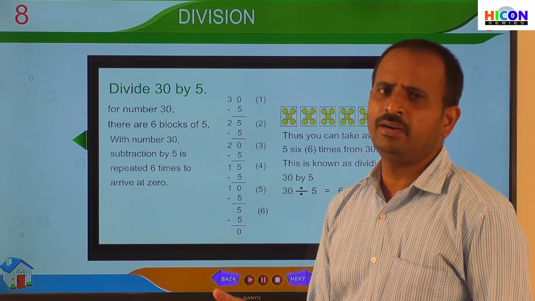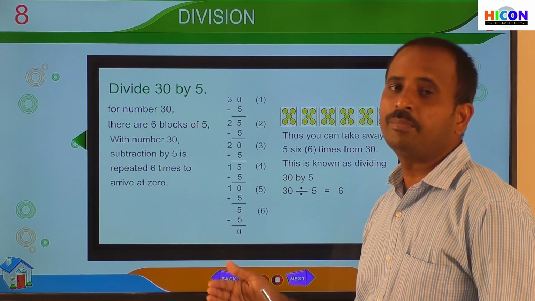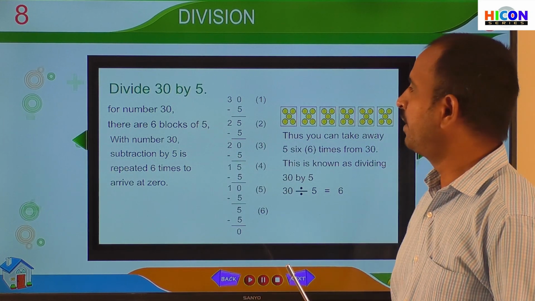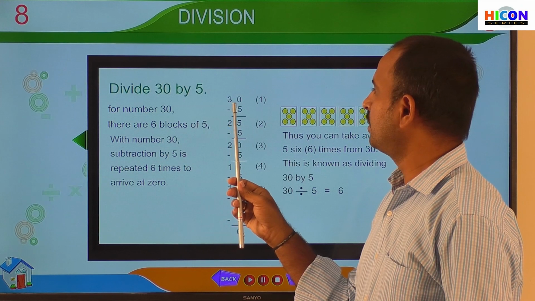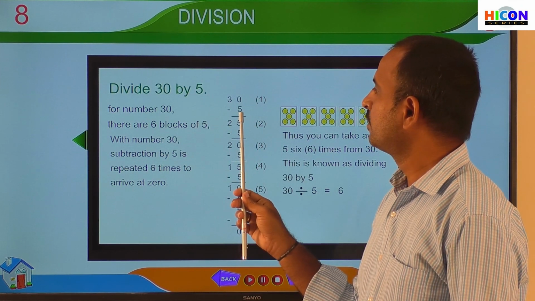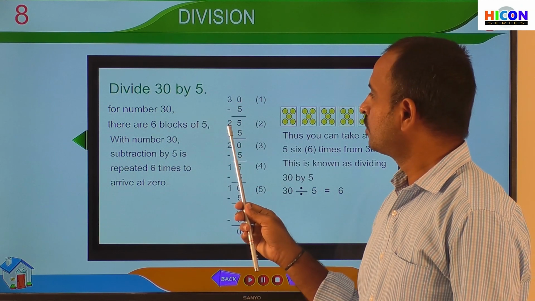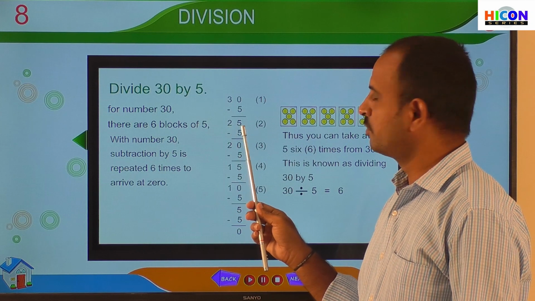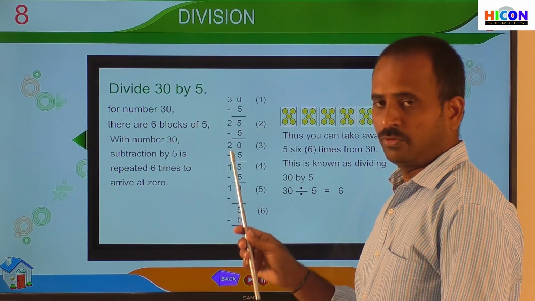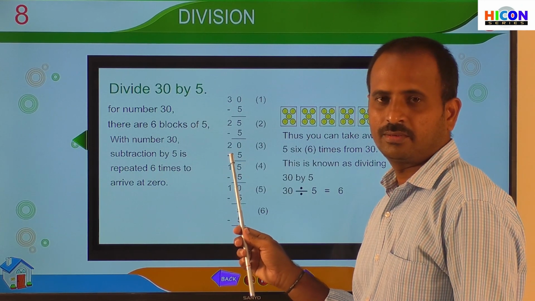So how can we divide? Look at an example of how we have to divide the given number into groups of 5. Children, first write the number 30 and subtract the number 5 from 30. If we subtract 5 from 30, how much will we get? We will get 25. And again subtract 5 from 25, and we will get 20.